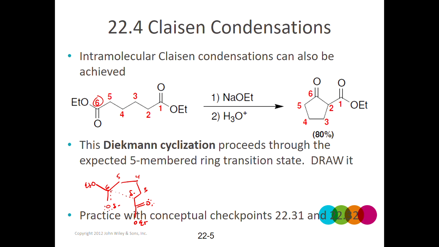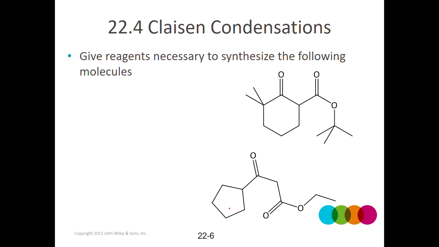Once that attack occurs, the electrons will swim back down and push out this OET group, which is why we don't end up with an OET group on carbon 6 anymore. That OET leaving group would be negative. It would pick off the remaining proton from carbon 2, and then that's why we need the acid in a second step to put that proton back on. So you want to be aware of and do a little practice with these cyclic Claisen condensations as well. So let's look at a couple more examples here of the Claisen.